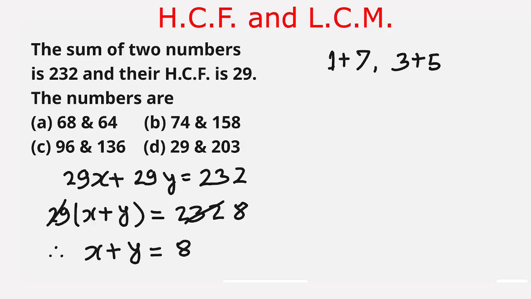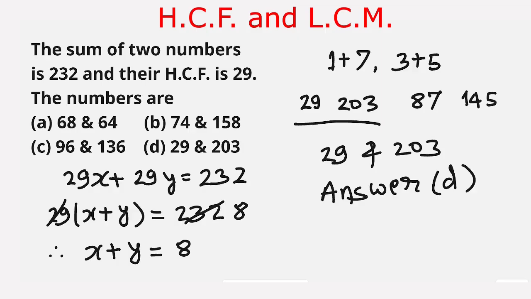So our answers can be 29 and 7 multiplied by 29 is 203. This is our one pair. And another pair is 29 times 3, 87 and 145. So these are the two pairs possible for having 29 as their HCF. And from the given options, our answer is option D, 29 and 203. I hope you have understood the method of solving such type of questions.